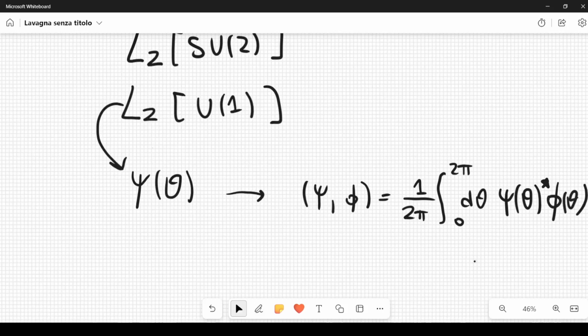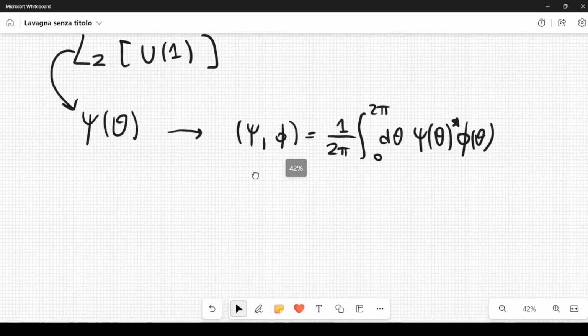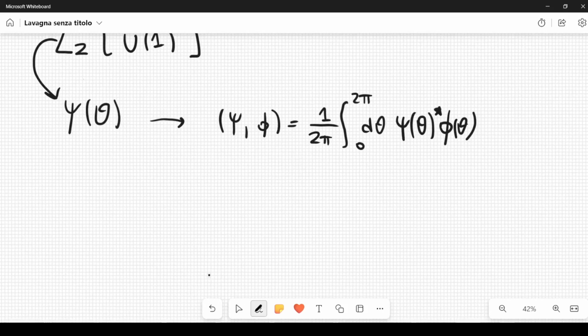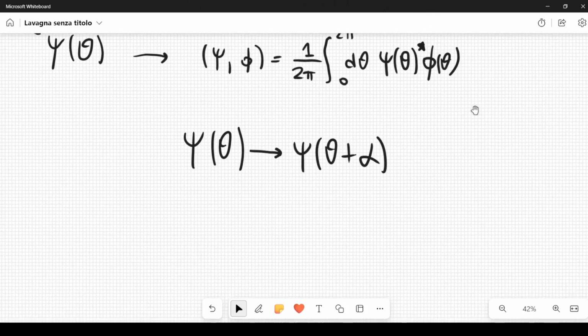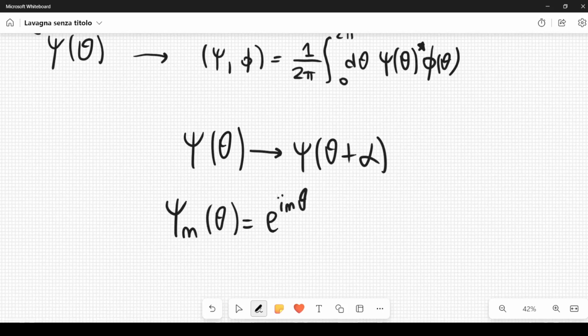Now, the space of these functions carries a representation of the group U of 1, and this group acts simply like this. Psi of theta becomes psi of theta plus alpha. A basis of functions orthogonal with respect to the scalar product is given by the functions psi sub n of theta equal to e to the i n theta with the integer n, so n is an integer. And this is the discrete Fourier transform, basically.